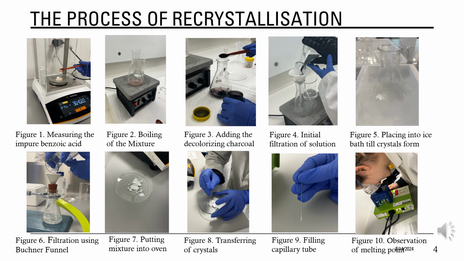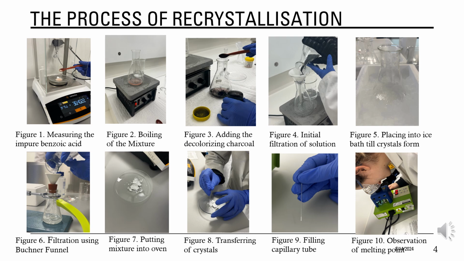In figure 1, the first step is shown, in which impure benzoic acid is measured. This later helps determine its level of purity. In figure 2, we see the boiling of the mixture, which now includes the solute and the solvent. In figure 3, we see the addition of decolorized charcoal to the mixture while it is still at its boiling point. In figure 4, we can see the mixture being poured through a funnel lined with filter paper.